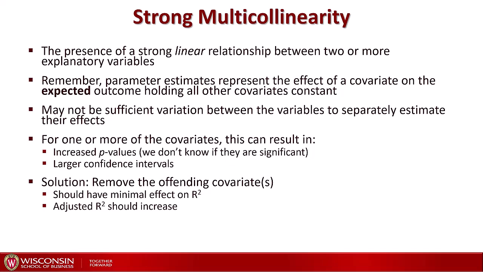The solution is to remove the offending covariates, so the covariates that are correlated. It should not affect too much the R-square because we still have a lot of information in the remaining covariates. However, the adjusted R-square should increase because we are lowering the penalty for additional variables. However, we have to be very careful when we interpret the result.